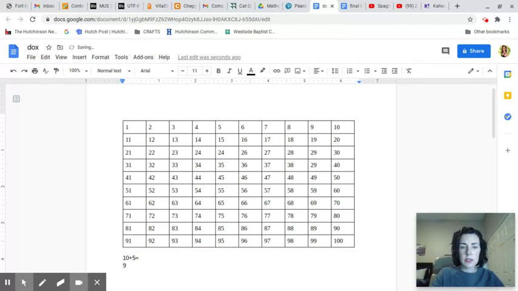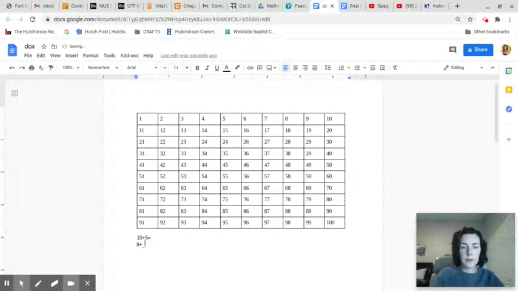So then this one's a little bit different. I have 9 plus what equals 21. And they'd be encouraged here to use their 100s charts.